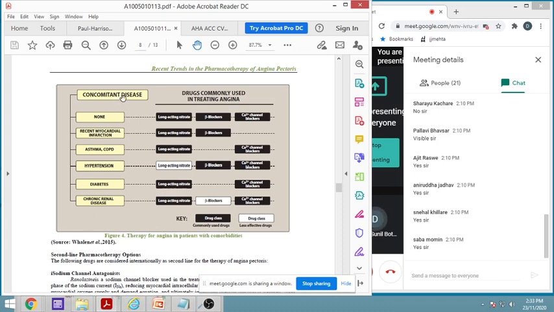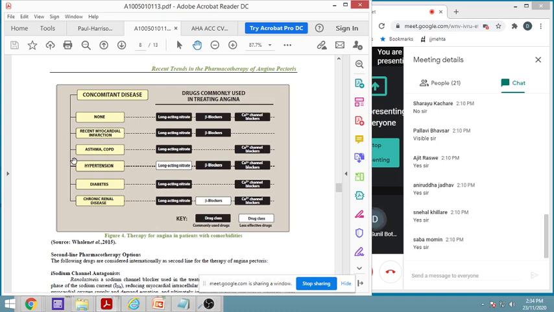For example, we have angina and simultaneously what we call a comorbid situation. So along with angina, is there any other disease present which can impact the angina or subsequent activities? First, there is no other disease simultaneously. Then what is our treatment guideline? It says go for long-acting nitrate, then go for beta blockers, and lastly go for calcium channel blockers.